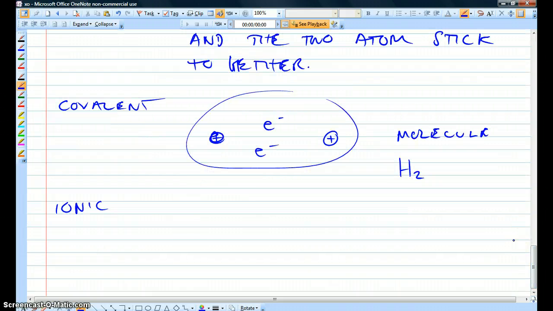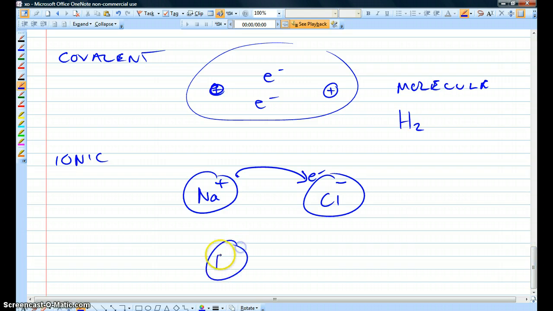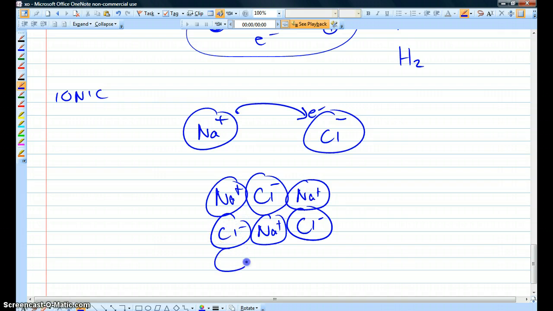In this case, you end up with one atom that has a positive charge, we'll say sodium ion, and then one atom, say a chlorine atom, that develops a negative charge because it stole an electron from the sodium. And then what happens is the sodium is now positive and it sticks to the chloride, which is negative, and you get an ionic bond. And what happens with ionic compounds is that they don't form molecules, they form just crystals, right, where you have an alternating pattern of negative and positive ions. Okay?